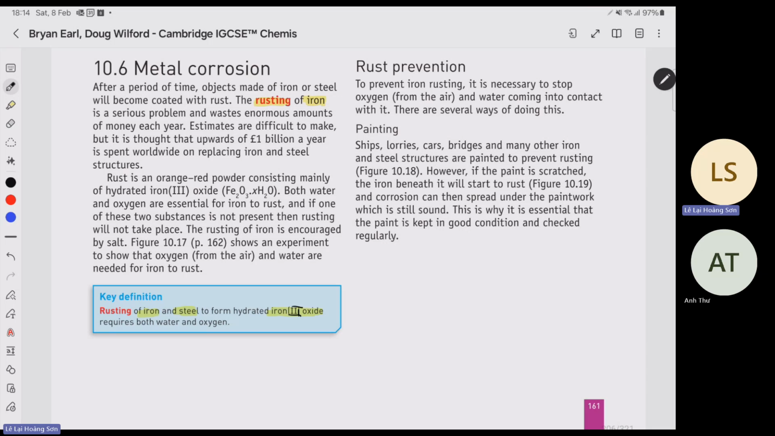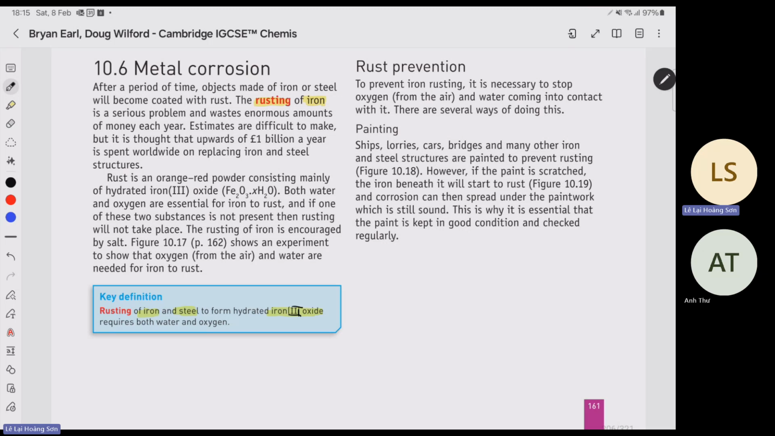But when we have rusting, it will change the structure. The layer of rusting will be kind of flaky, and it will go out of the structure of the metal. And then if you keep having rusting, it will eat up the structure of the iron. So if you keep having rusting over time, it will completely destroy the structure of the iron.